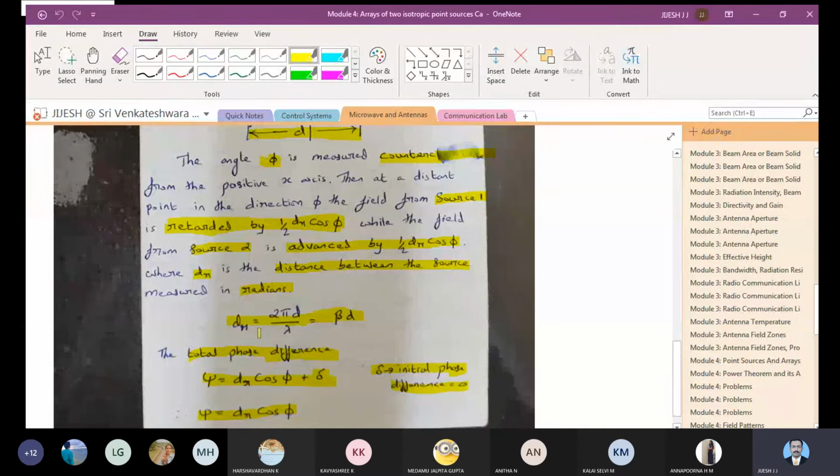So once you get dr as beta d, where beta is 2 pi by lambda, and psi is equal to dr cos phi. So this is what you get, and once you get these equations, you can further simplify that to get the equation for the final two sources of same amplitude and phase.